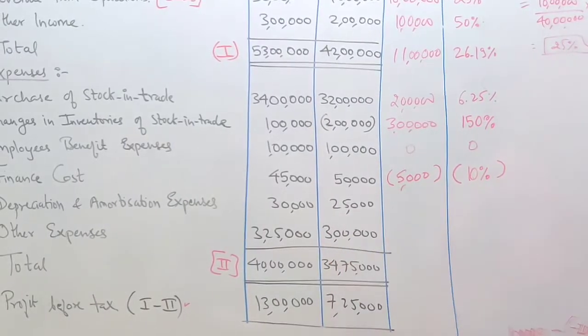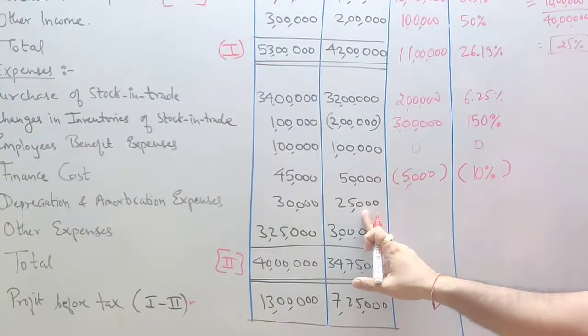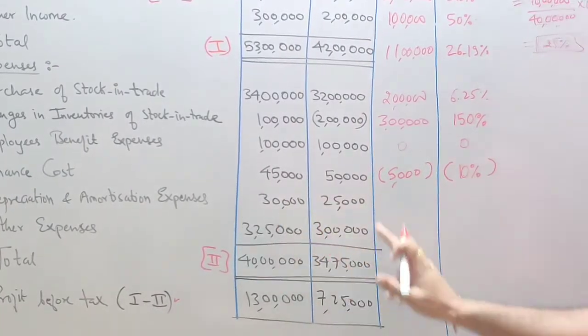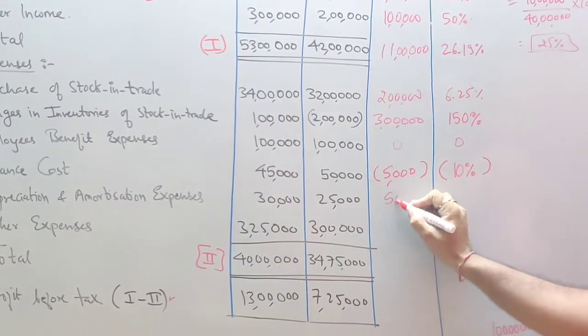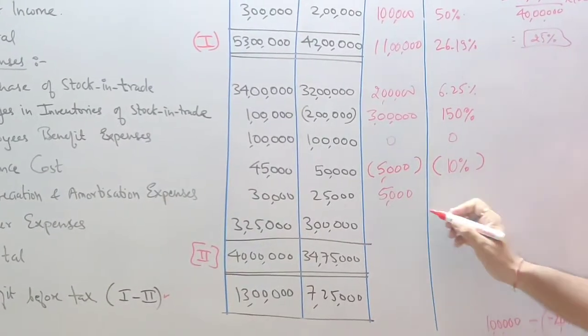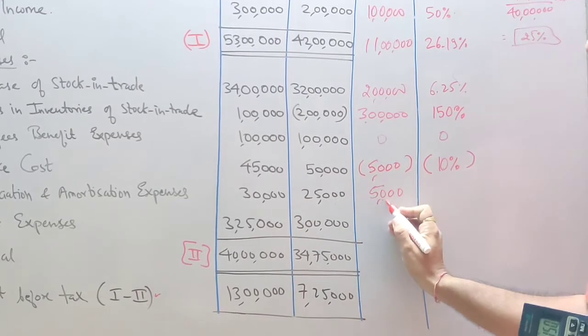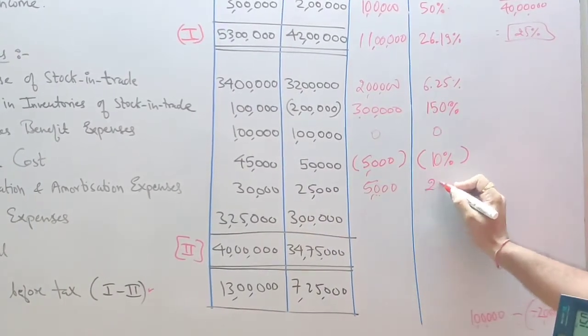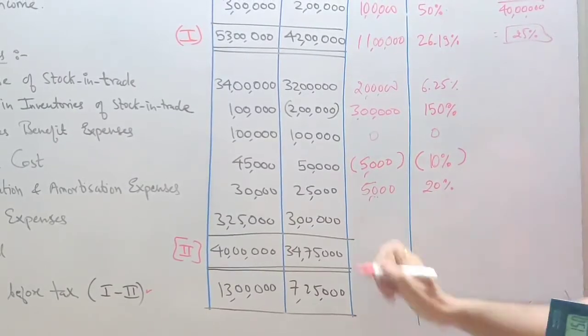Now let's see the next item of expenses. Last year depreciation was 25,000. This year it is 30,000. So your depreciation is increasing by 5,000. And what will be the percentage? How to calculate? 5,000 divided by 25,000. So 1/5, that is 20%.